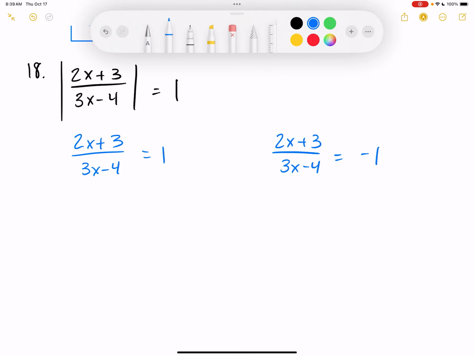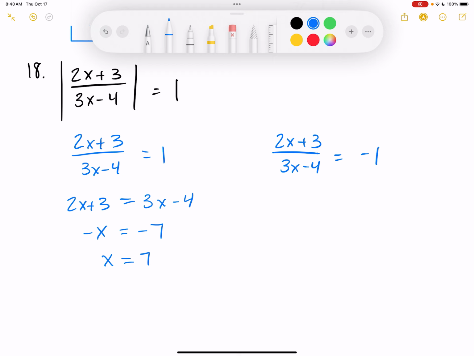So when I have something like this, I'm dealing with a fraction. I'm going to multiply both sides by the denominator to get rid of the fraction. So that's going to give me 2x plus 3 equals 1 times 3x minus 4. So I'm just going to write it as 3x minus 4. Now I would move all the x's to one side, numbers to the other. So subtract 3x, that's negative x, subtract 3, negative 7, divide by a negative, so x equals 7.